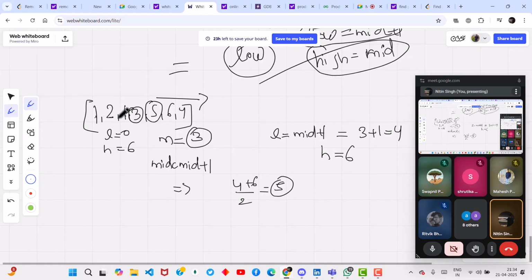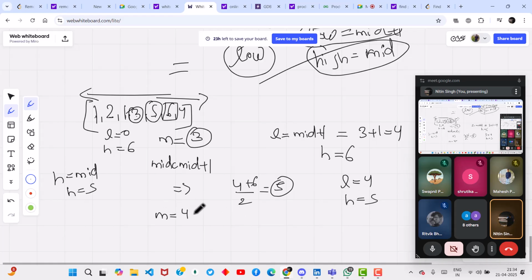6 means my mid is greater than mid plus 1. That means 6 is greater than 4. That means I'll have to go in the left part of my array to check the leftmost condition. And to move in the left, my high will be equals to mid. So my current mid is 5, my high is 5. So till now, my low is 4 and my high is 5. The next mid value will be 4 plus 5 by 2, that is 4.